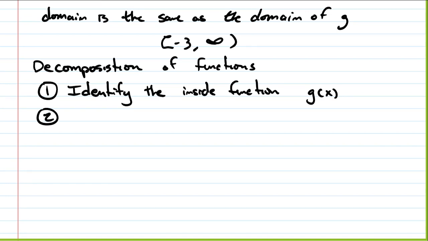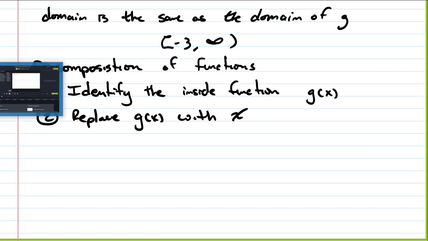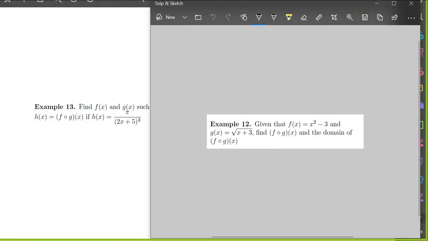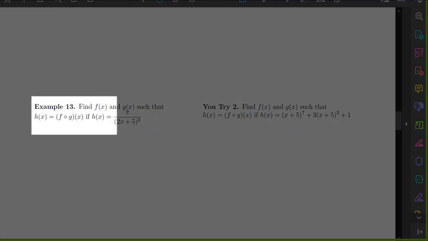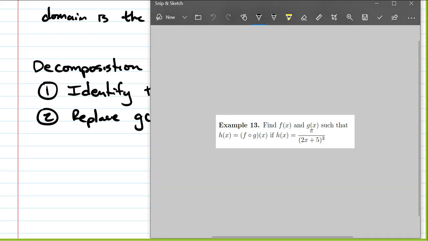And then step 2, we're going to replace g of x with x. Because composition says we replace every x in f with g of x. So to undo that, we have to figure out what g of x is, and then we replace all instances of g of x with x, because that is the inverse operation of what we did to do composition. So let's take a look at example 13.